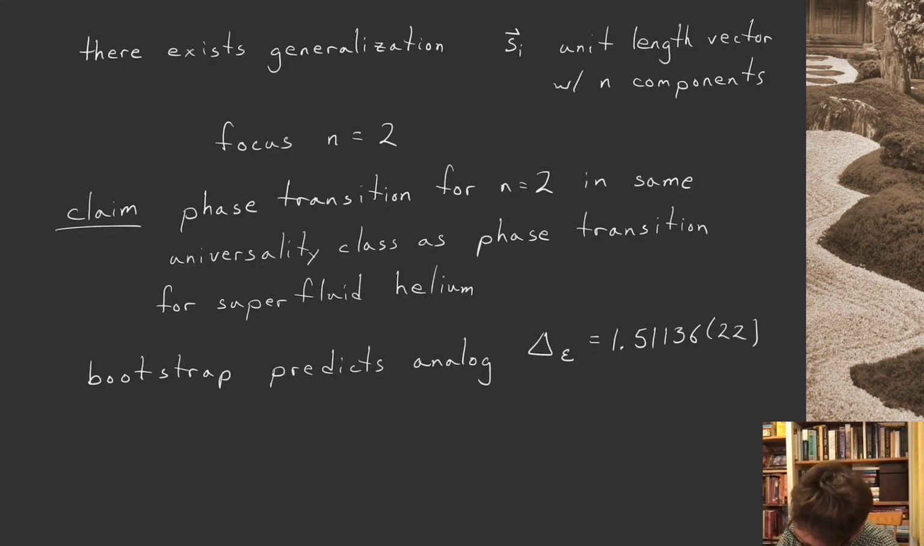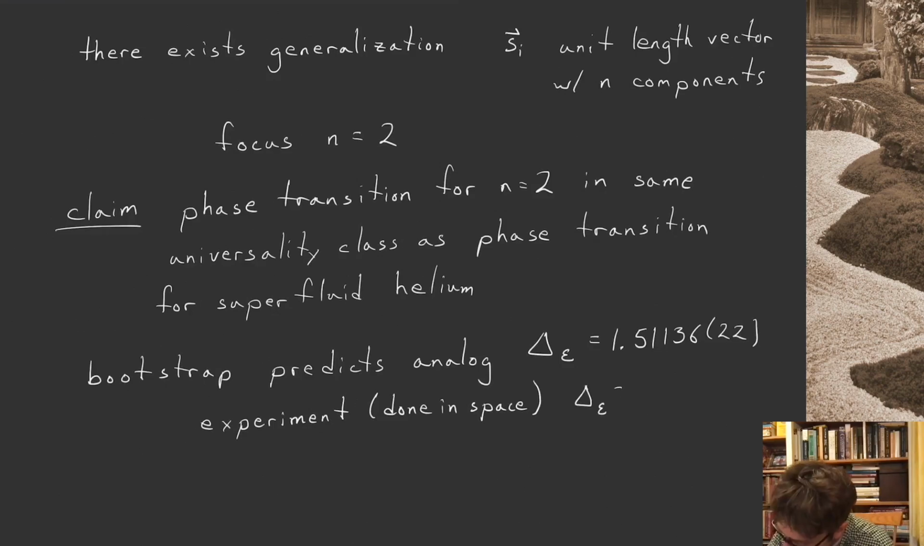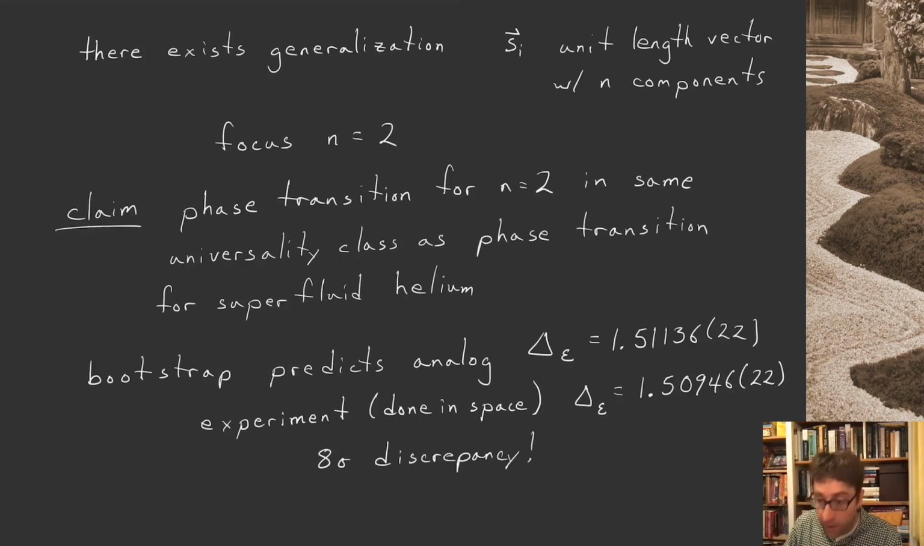And then there's an experimental result. It actually has to be done in space to avoid the effects of gravity on the phase transition. And the experiment with superfluid helium says that the same exponent or the same scaling dimension should be 1.50946 with actually a similar error. But you notice there's a big discrepancy here. It's something like 8 standard deviations. There's an 8 sigma discrepancy, which to my knowledge is still unexplained.